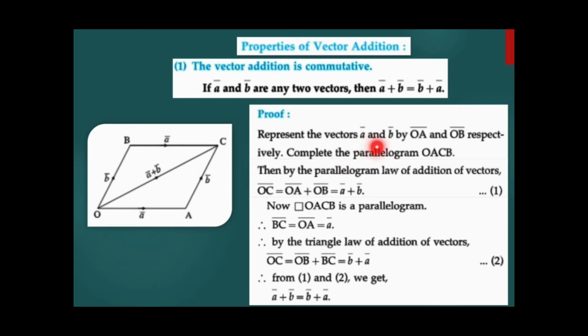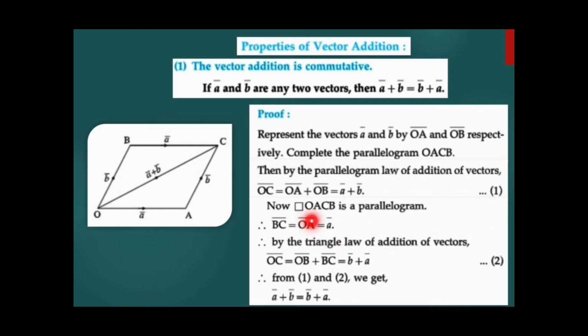Represent the vectors a bar and b bar by OA bar and OB bar respectively. So we represent a bar by OA bar and this b bar by OB bar. Complete the parallelogram OACB. So we complete this parallelogram. We take only a bar and b bar. Then by parallelogram law of addition of vectors, this OC is equal to OA plus OB. So we substitute the value of OA as a bar, value of OB bar as b bar. So denote it as equation number 1.